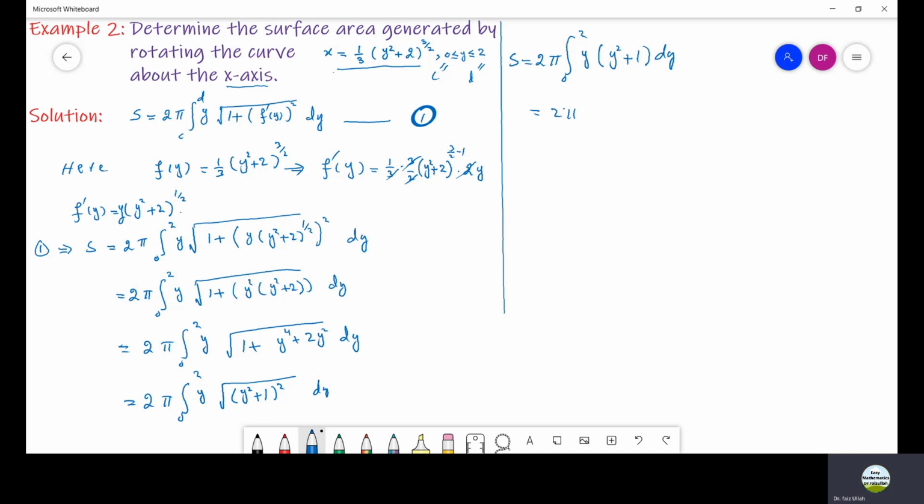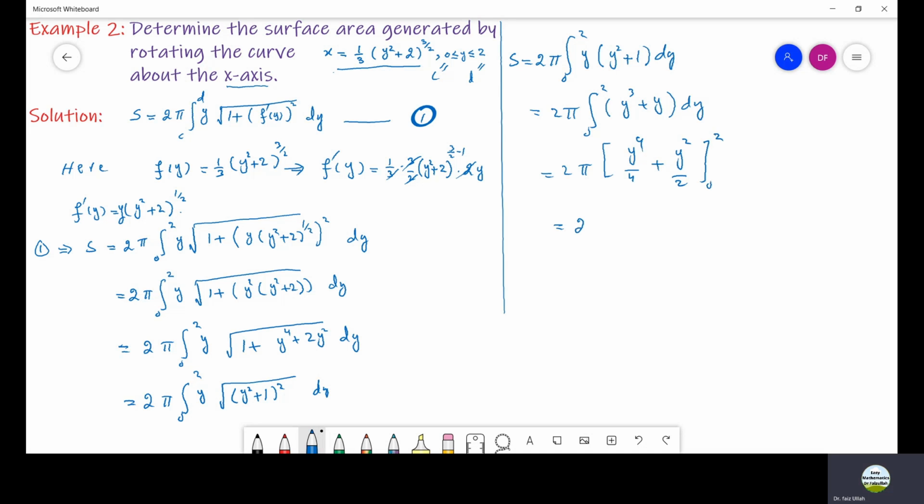And from this we get 2 pi. Integration is from 0 to 2. This is now (y cube plus y) into dy. Let us integrate this. So we have 2 pi, integration is y^4 divided by 4 plus y square divided by 2. The limits are from 0 to 2.